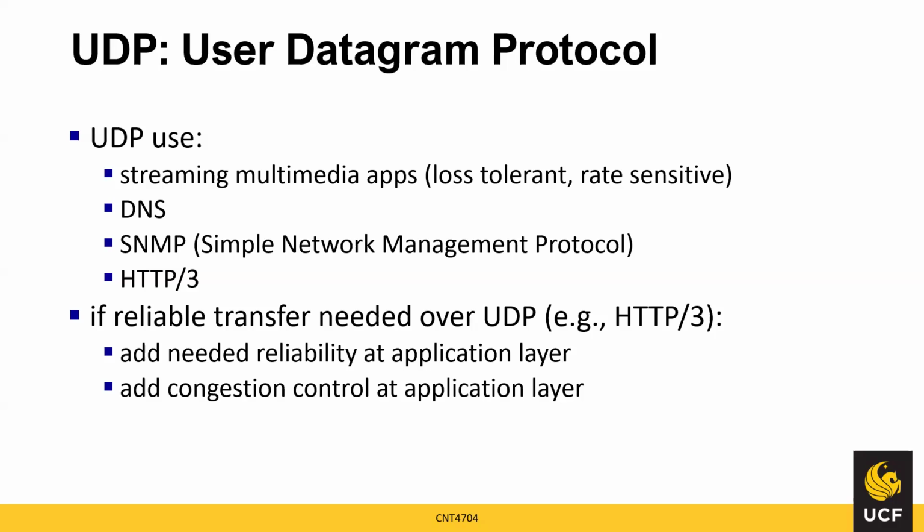So reliability can be added on top of UDP. That's why it can be added at the application layer, like retransmission or congestion control can be built there. And that is what HTTP/3 does as well. It builds reliable data transfer over UDP. We might not have covered that in detail when we talked about the HTTP part of the application layer, but that's what it also does.